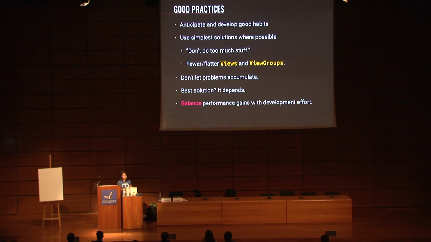Generally, what happens when you have bad performance in layouts is that you're doing too much and basically causing a lot of stuff to go on with the measure and layout. So don't do too much stuff. And try for fewer and flatter views and view groups. And don't let problems accumulate. And that's really hard to do. We all have deadlines, we have to ship code, we all have big teams, we have to actually produce apps.